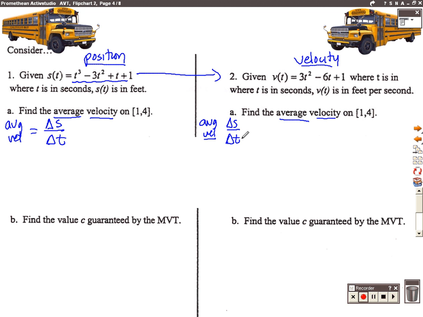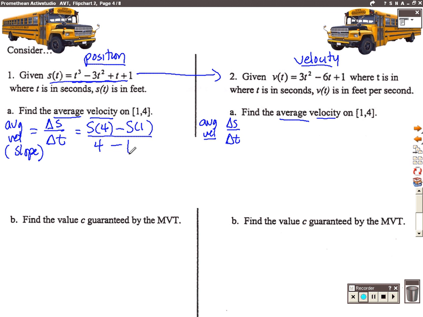Now, since average velocity is change in position over change in time, which is a good old-fashioned slope, that makes it easy in problem number 1 because I already have a position function. So change in position in this case would be s of 4 minus s of 1. That's my change in position over change in time, which is 4 minus 1.